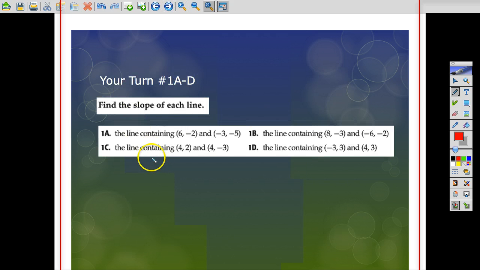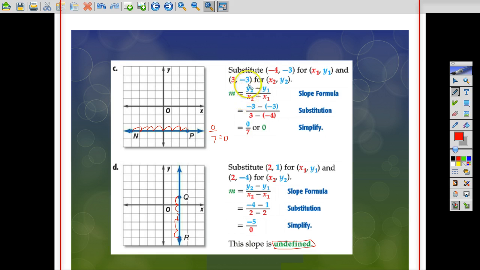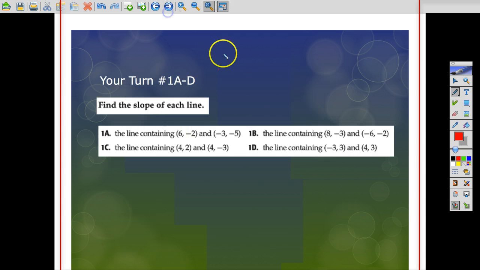All right, so here's your turn, number 1A through 1D. So slope, again, if you want to look back, here's your equation. So m, your slope, is going to equal y2 minus y1 over x2 minus x1. And you do this equation for all 4 of these problems and find out what the slopes are. And come back when you're done.